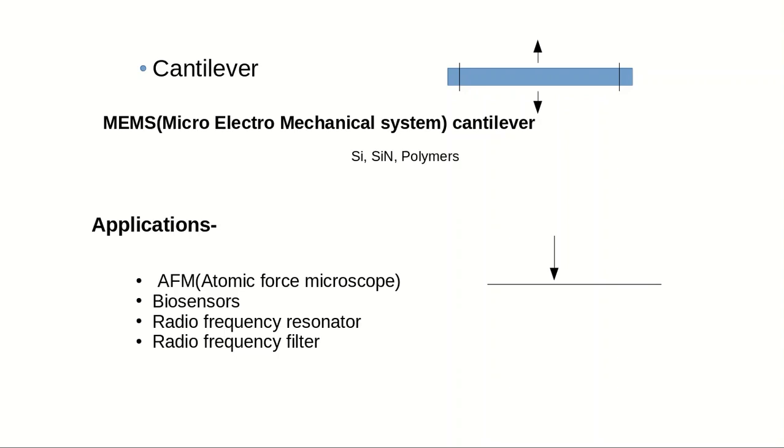And a filter can be used in radio communication, or we use a mobile, which is the device which we use daily, we cannot remove it from our life. So it is operated on radio frequency. So we need a radio frequency filter because we need a certain range of frequencies. To get a particular frequency we need a radio frequency filter. So in that filter we can use this MEMS cantilever.